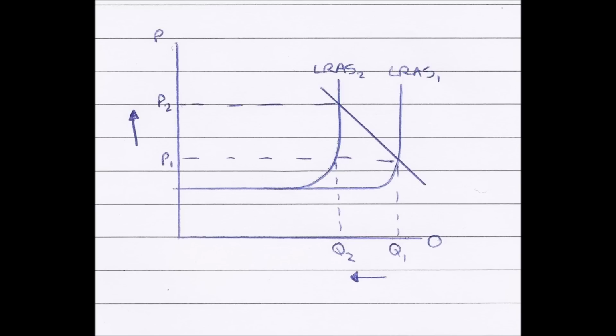And the opposite will occur if there is a decrease in long-run aggregate supply when we are working at full efficiency on a Keynesian curve. So, with a decrease, our curve will shift left from LRAS1 to LRAS2, and this results in an increase in the equilibrium price level from P1 to P2, and a fall in the equilibrium output from Q1 to Q2 because our full efficiency, our maximum output, has decreased.